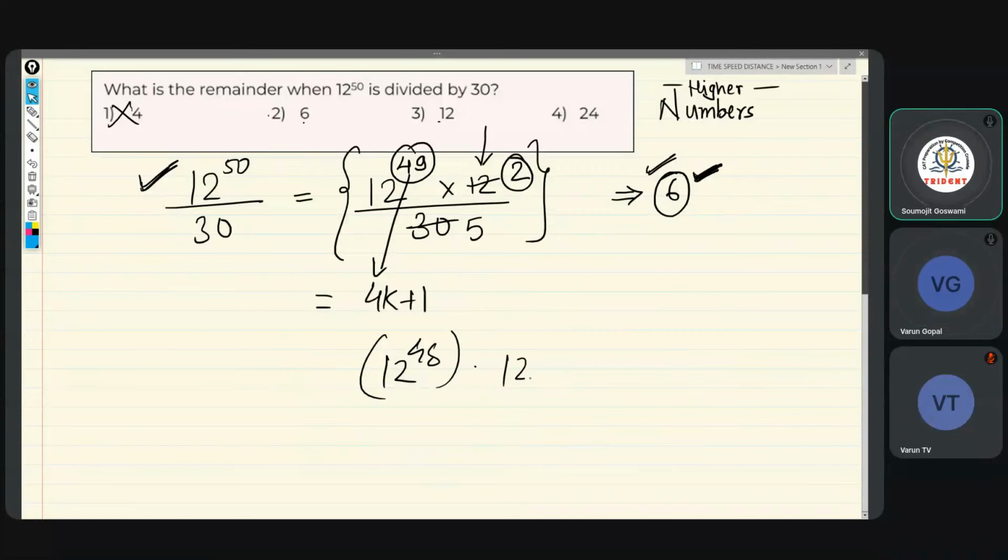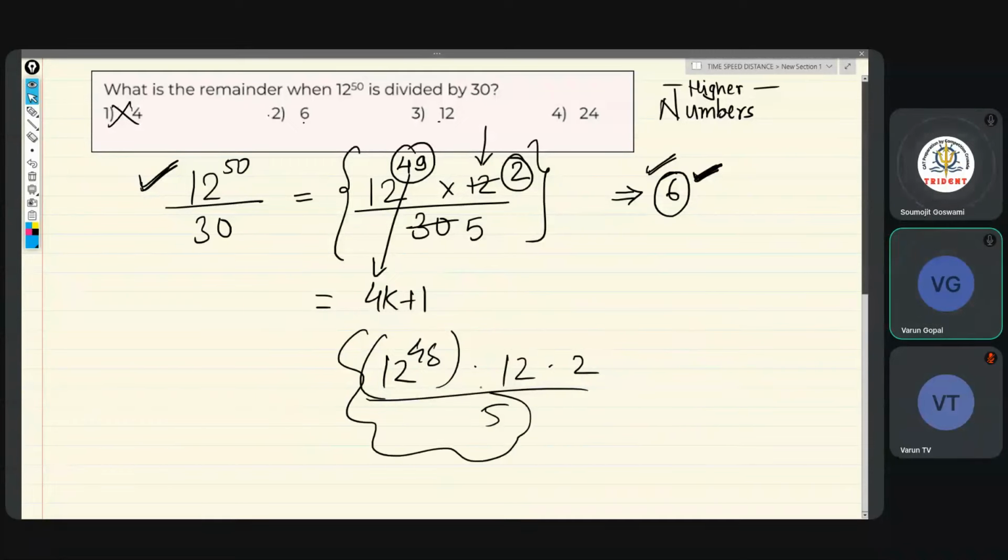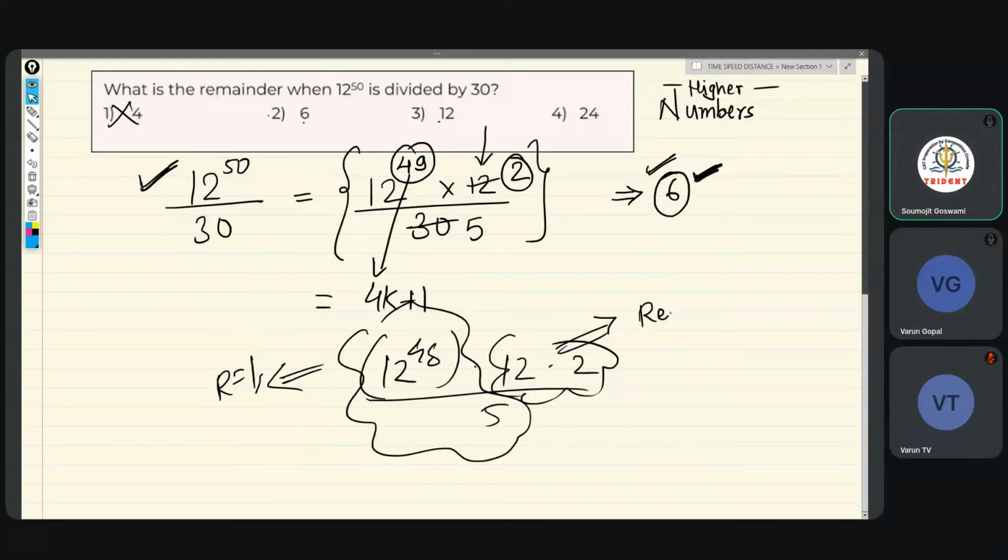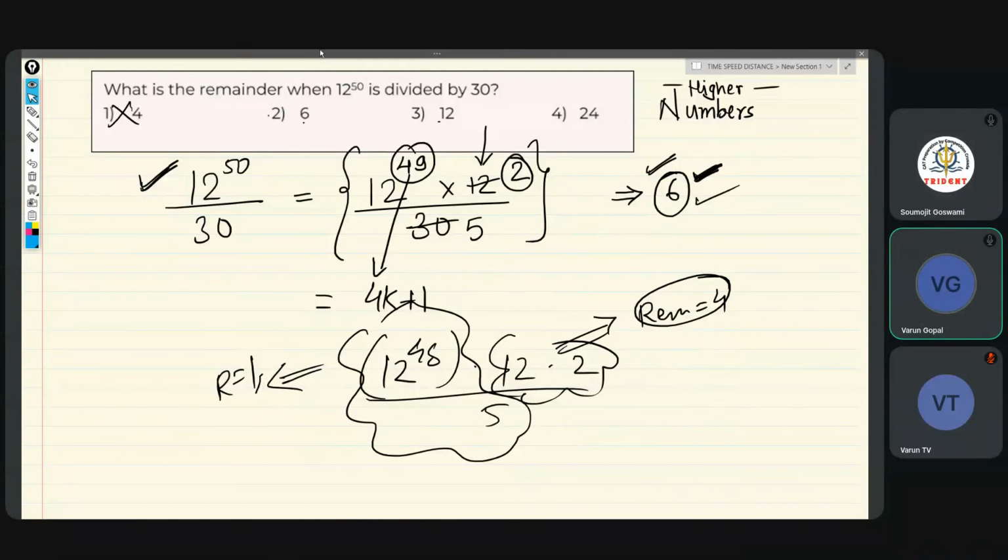12 to the power 48 into 12 into 2 by 5. Yes. And 12 raised to 4. Correct. This part, the remainder is 1. 12 raised to 48, this part, the remainder is 1. But remember, the final remainder has to be multiplied by 6. So that is what I did, 2 raised to 48 is 4. Is that right? Yeah.